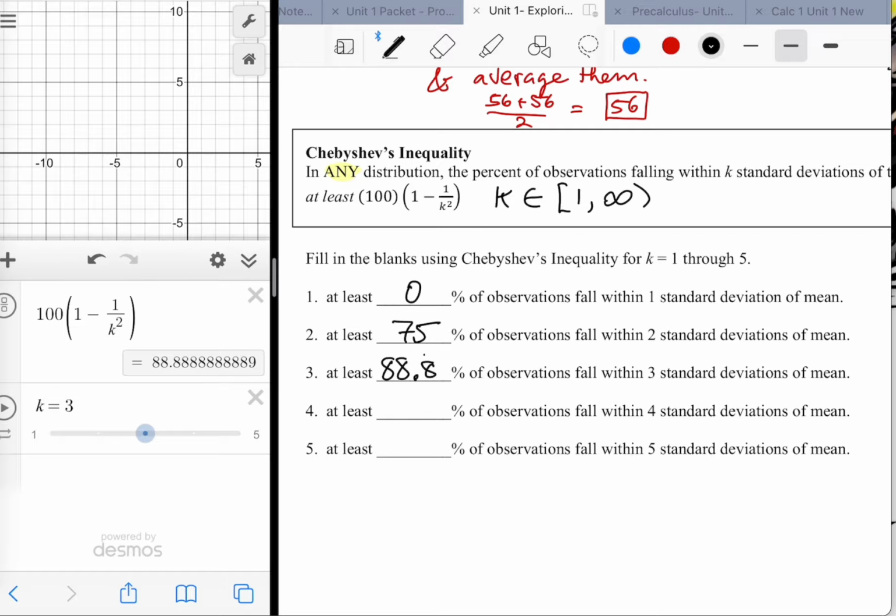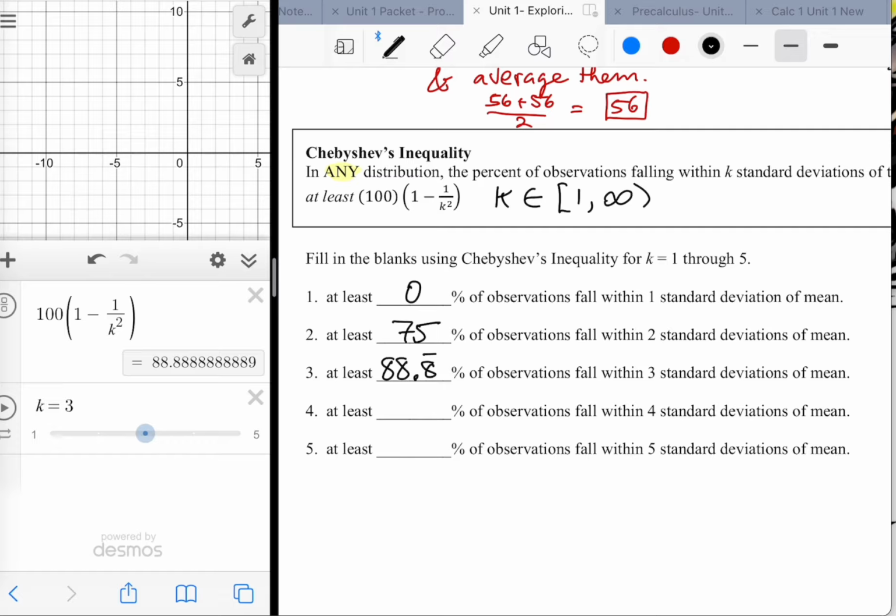88.8 repeated percent will fall within 3 standard deviations of the mean. Now, if you're comparing this to the empirical rule, Chebyshev's inequality is a limitation. If you think of 1 standard deviation by the empirical rule, about 68% of the data falls within 1 standard deviation of the mean. Well, 68 is at least 0%, so it's true. It satisfies the criteria. 2 standard deviations by the empirical rule would contain about 95% of the data.